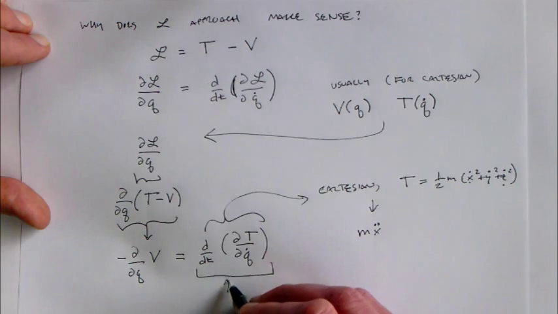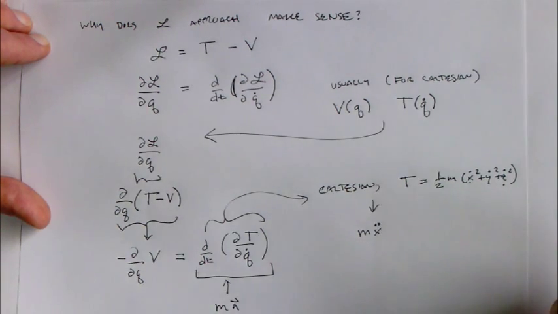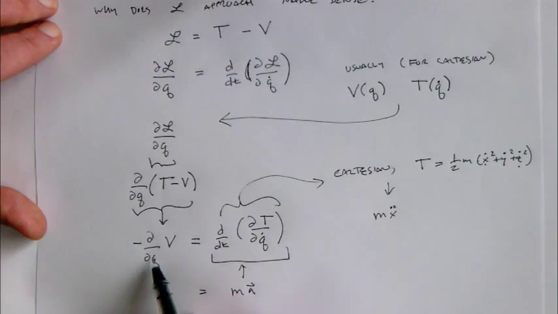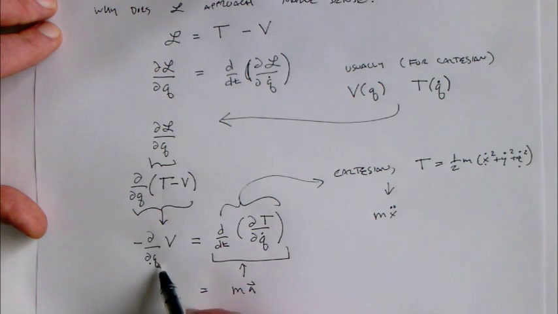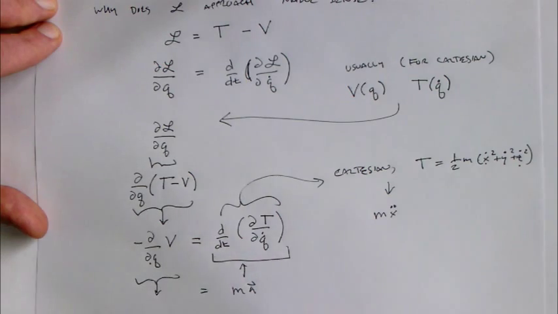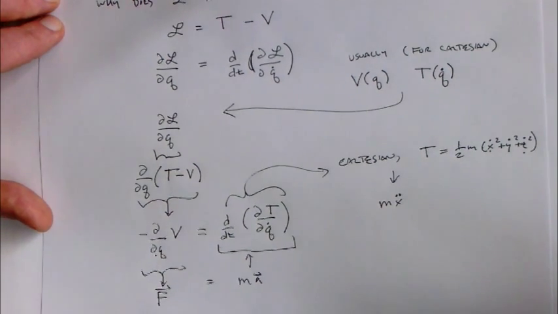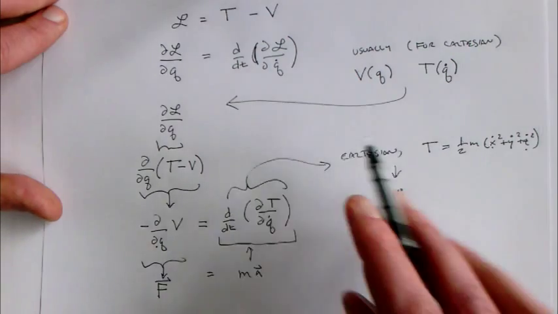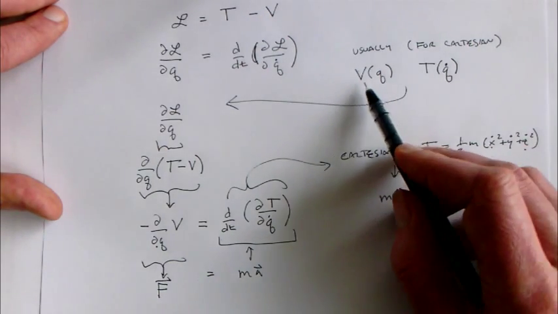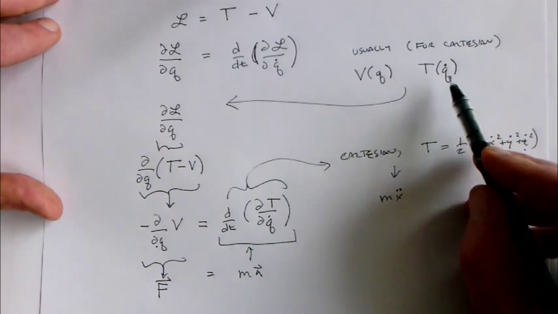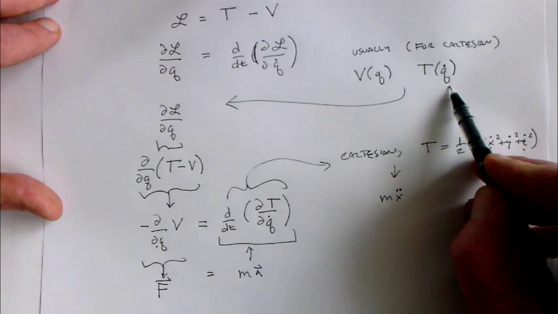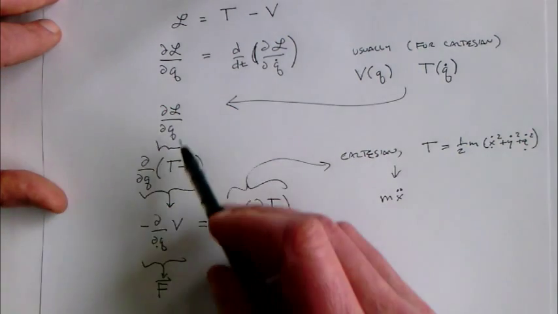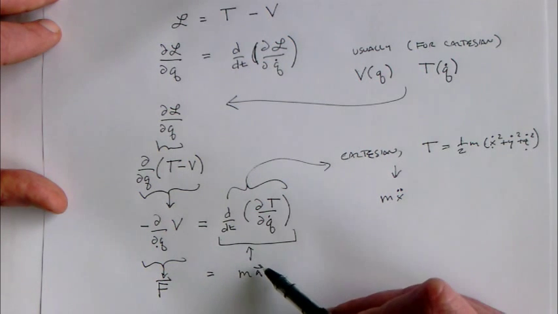So this right-hand side looks like ma, right? And the other side is the partial of the potential with respect to position. Well, if you remember when we talked about forces derived from potentials, when you take the derivative of the potential with respect to a position variable, you find out what the force is in that direction. So that side corresponds to your forces, right? So in fact, in this limited case, when you can write the potential purely in terms of the position variables and the kinetic energy purely in terms of the derivatives of the position variables, the Lagrangian approach simply reduces to F equals ma.